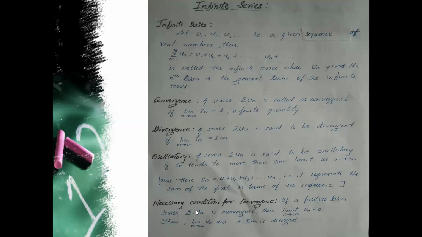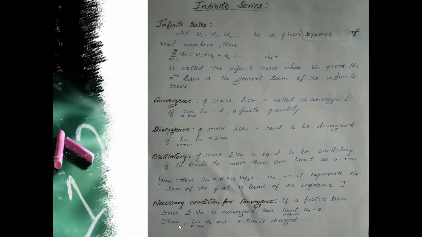Now, a necessary condition for convergence. If we have a positive term series, summation un is convergent, then limit as n tends to infinity of un is 0. That is, a positive term series here denotes a series of positive terms. Or if at all there are some negative terms in the series, they are neglected and we consider only the positive terms. Now, for such positive terms, whenever you have summation un is convergent, then limit as n tends to infinity of the nth term will be equal to 0.